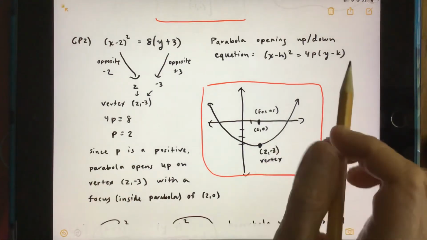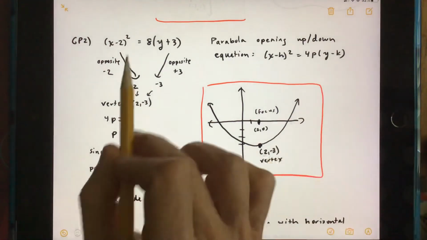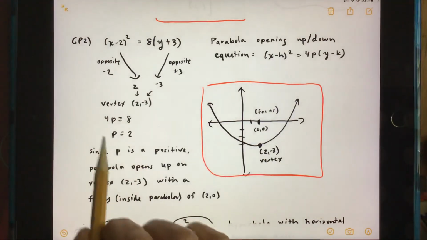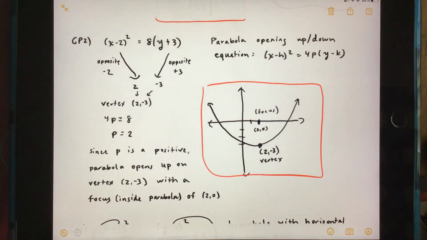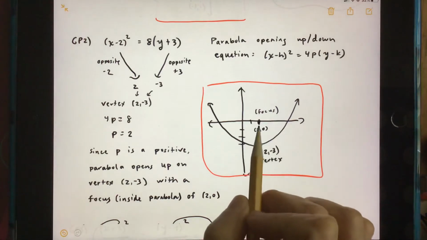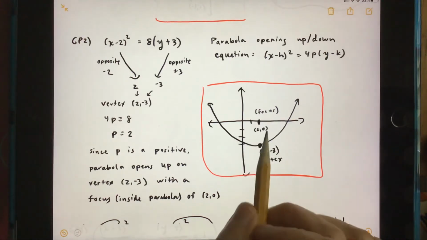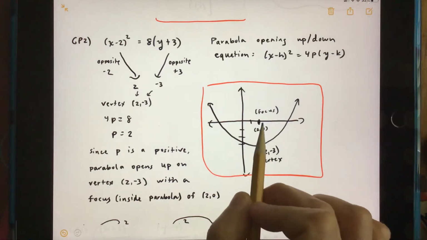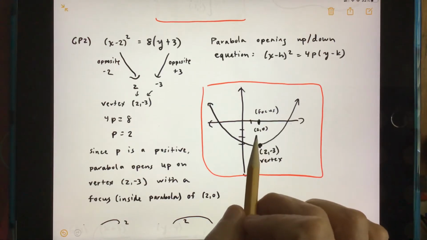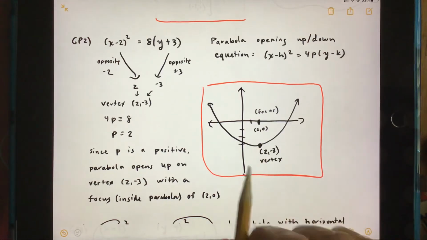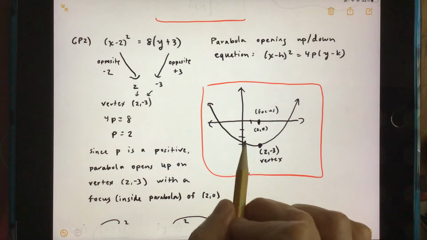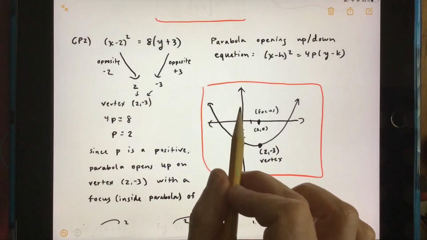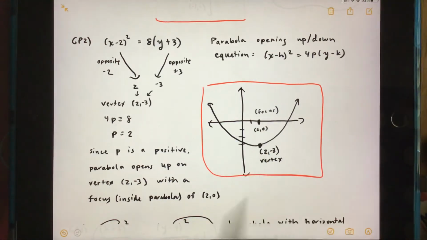So 4p is 8, and how do we know? 4p is our 8 here. And so we're going to solve for p, and p is 2, and since p is positive, we know the parabola opens up, and it will open up on the vertex 2, -3, that we figured out here. And the focus, of course, will be inside. So because the p is 2 and because the focus is inside, we know the x-coordinate is going to have to be 2. It couldn't be 0, 2. It couldn't be that way because that would put the focus over here, which makes no sense. It has to align with our vertex here.